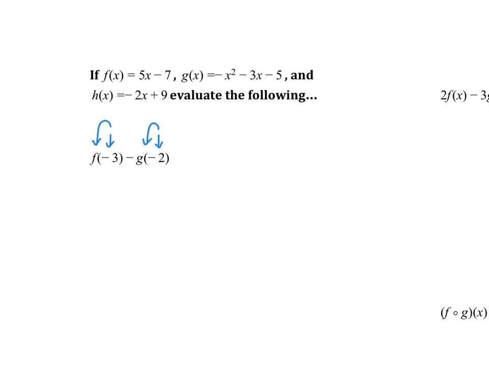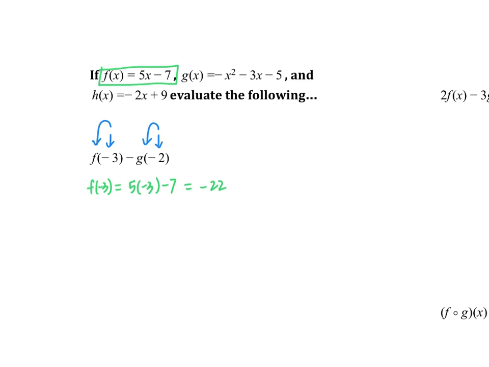So I'm going to start with the f function, and I'm going to use the green color. So here's my f of x. So I'm going to take negative 3 and I'm going to plug it in where the x is. So f of negative 3 equals 5 times negative 3 minus 7. Well, 5 times negative 3 is negative 15, minus 7 would be negative 22.